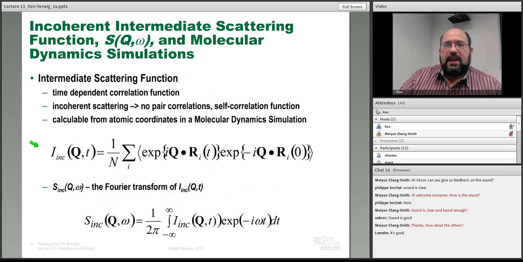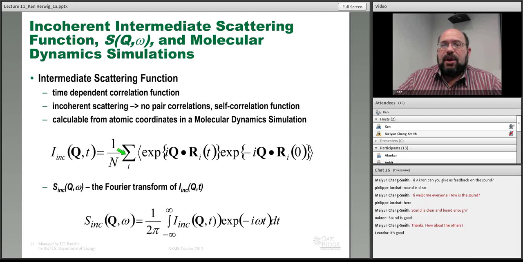The connection in molecular dynamics is relatively straightforward. It's simplified because we're only going to talk about incoherent scattering. So we're going to talk about self-contributions, and we don't care about pair correlations. So all we have is a time-dependent correlation function given here. This is the intermediate scattering function. It's what it's often called. Sometimes it's shown in the literature as F of q and t or I of q and t, and it's got an incoherent subscript because this sum that you see over here on the right side of the equation is a sum only over individual atoms in your sample. It's not a sum over pairs of atoms.